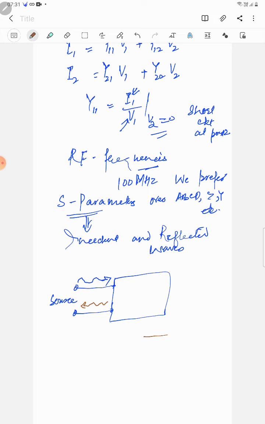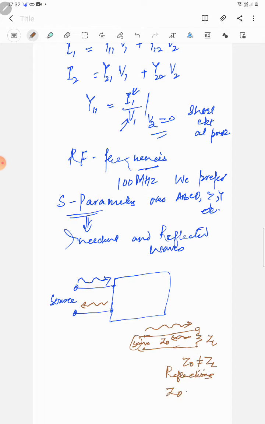Just to tell you, if I have a transmission line and I am connecting some load to it, if this load impedance is ZL and the characteristic impedance of the transmission line is Z0, if Z0 is not equal to ZL, then a wave which moves towards the load gets reflected. So part of the energy gets reflected back towards the source. So if I connect a source to a load via a transmission line, if ZL is not equal to Z0, there would be reflections.